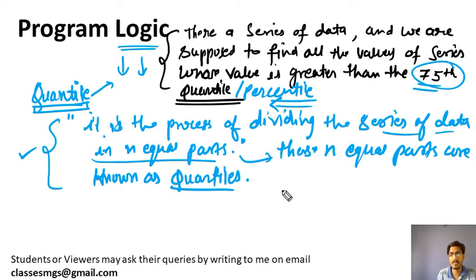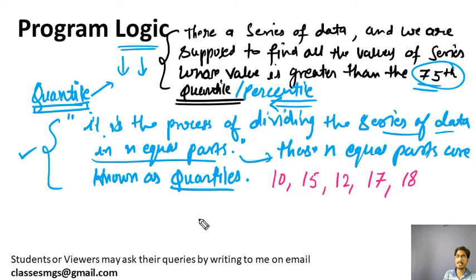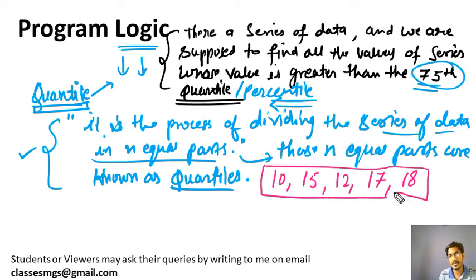So let me give you an example. Let's suppose the data is given like this: 10, 15, 12, 17, 18. This is the data, and you can create a series object because it is one dimensional. In Python you can create a series object, or you can create it as a list of data. Both ways will be fine.